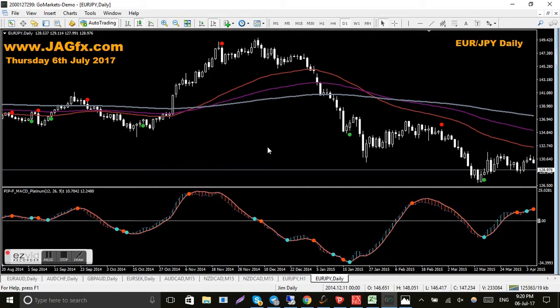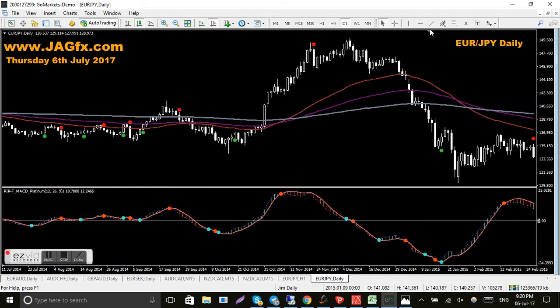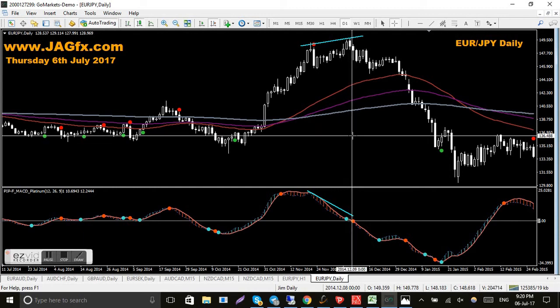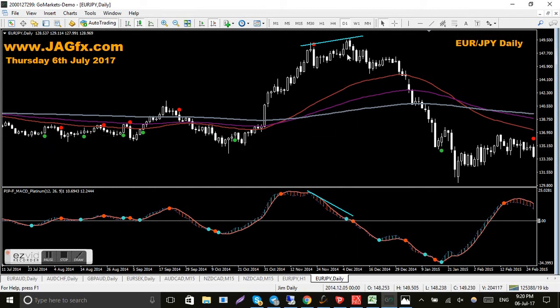I'll just move the chart across a bit. I'll just draw a couple of trend lines here. So between there and there, you've got a high on price, and that goes from about there to there. So you can see that's about to start there somewhere, and there. So you've got divergence, price is going up, MACD is going down.